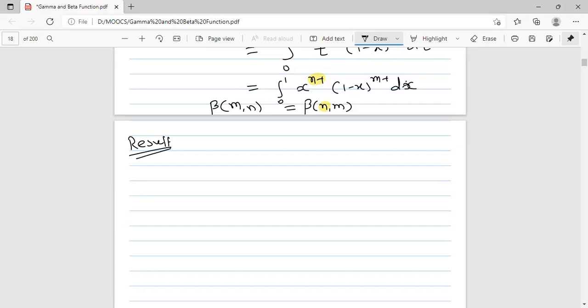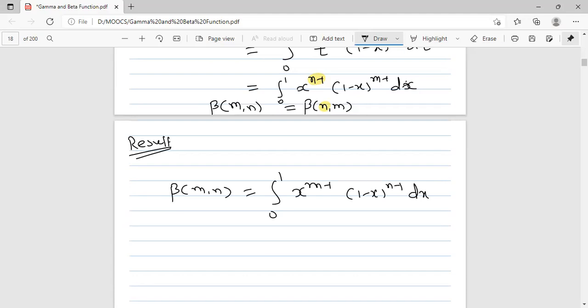We know, as per the definition of the beta function, this is the important relation: beta nm is equal to integration 0 to 1 x raised to power m minus 1 into 1 minus x raised to power n minus 1 into dx. This is our definition.